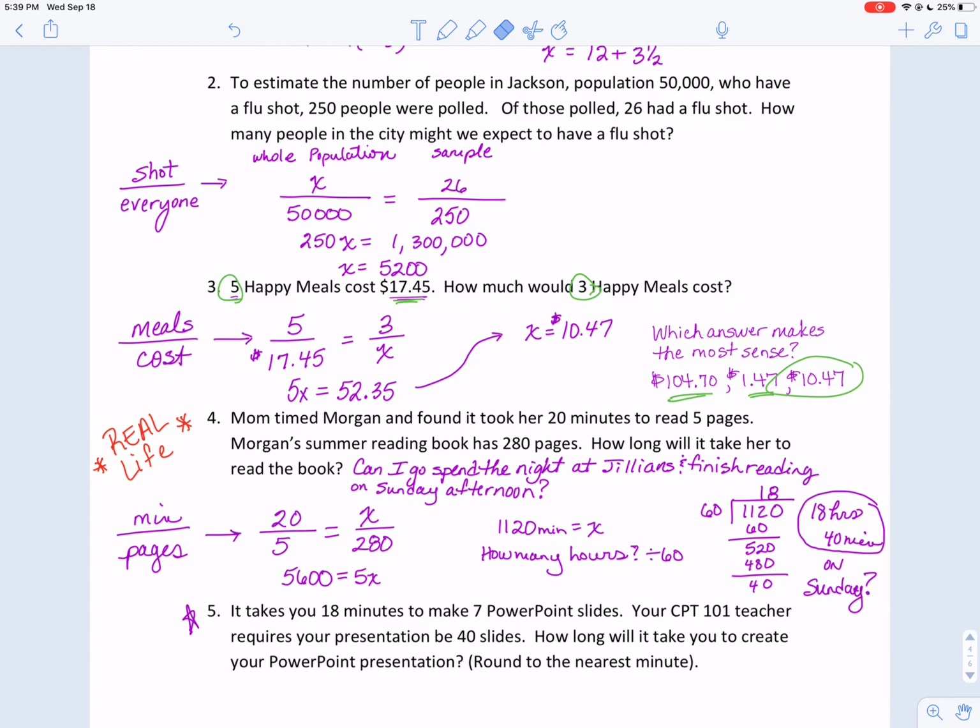Do you think I let her spend the night with Jillian? No. And she was not very happy because I could prove to her mathematically why she couldn't spend the night.